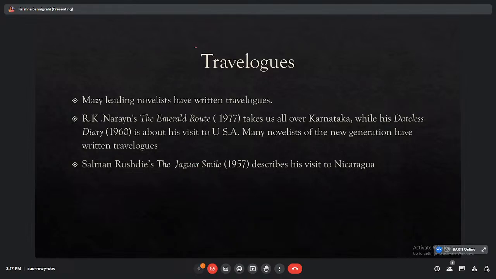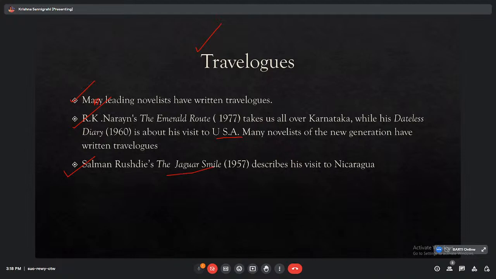Now we have come to travelogues. Many leading novelists have written travelogues. R.K. Narayan's The Emerald Route takes us all over Karnataka, while his Dateless Diary is about his visit to the USA. Many novelists of the new generation have written travelogues. Then Salman Rushdie's The Jaguar's Smile describes his visit to Nicaragua.